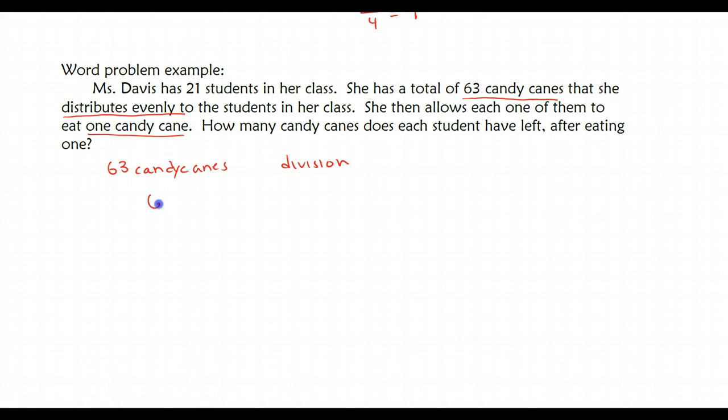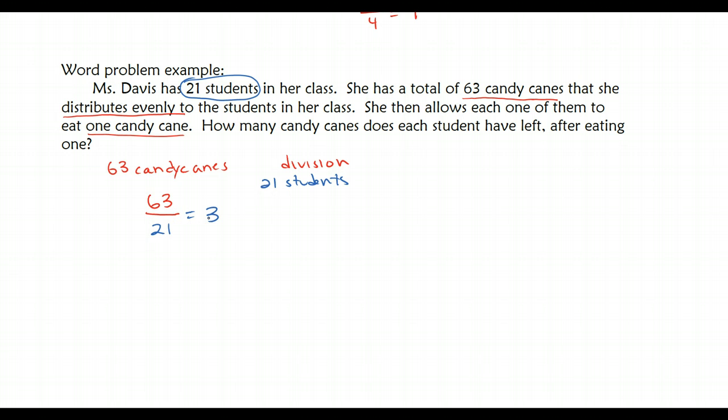We want to take 63, and we would want to divide it among the number of students that she has in her class. So let's go back to our example, and we have 21 students in her class. So I'm going to take 63, the total number of candy canes, and divide it by 21 because she has 21 students. That leaves me with the number 3.